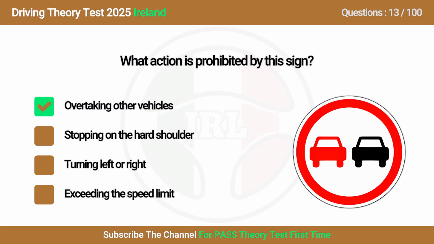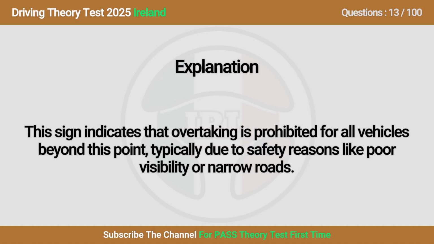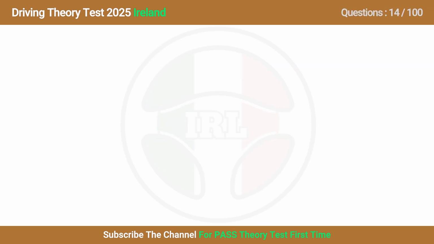Answer is A. Overtaking other vehicles. This sign indicates that overtaking is prohibited for all vehicles beyond this point, typically due to safety reasons like poor visibility or narrow roads.